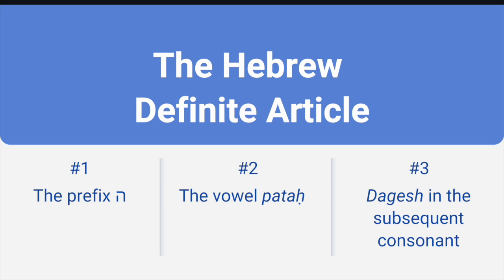Generally speaking, the vowel sign patach will appear beneath the he. And again, generally speaking, there are lots of exceptions, but we're not worrying about that right now. And then third, generally speaking, we will see a dagesh in the subsequent consonant. So he with a patach vowel sign underneath with a dagesh in the following consonant. We're going to see lots of exceptions, and even some of those we'll see today.